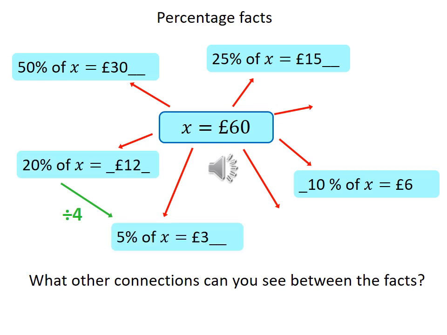The 10% is really useful because it can help us work out the other ones. So 20% is double 10%, so that's why that works out to be £12. The 5% is half of 10%, so that works out to be £3.